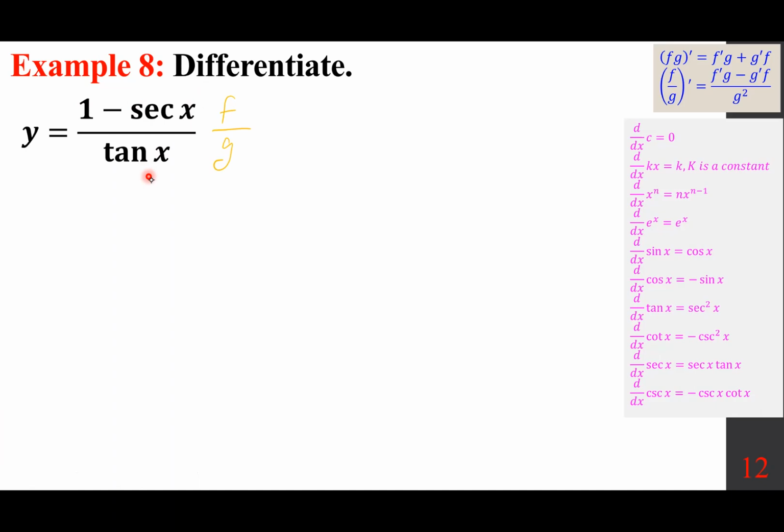So to differentiate this, we are going to have a huge fraction bar again. And at the top, we have f prime first, according to this formula. So this is 0 goes away, minus remains the sign. Secant, the answer is secant x tan x. And because of the negative, minus secant x tan x.